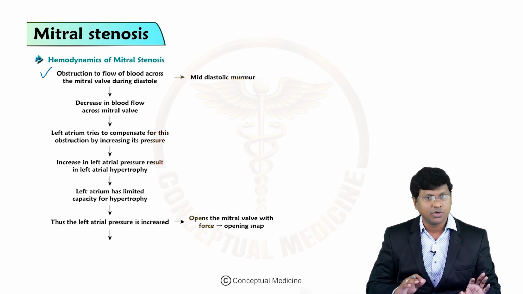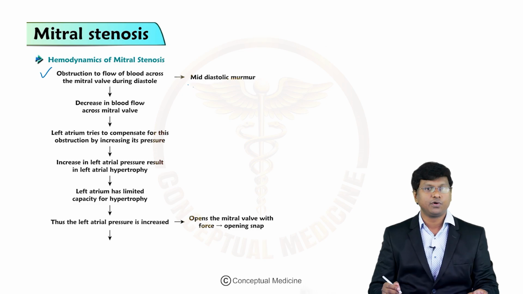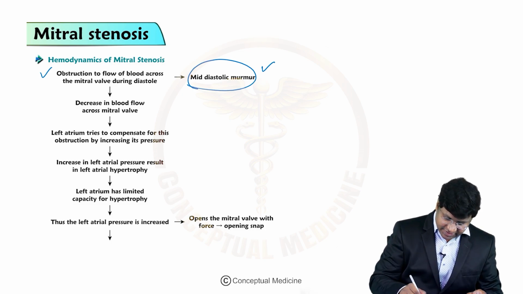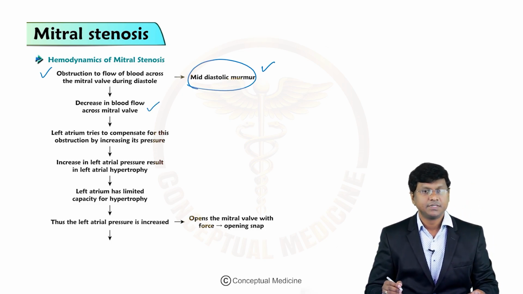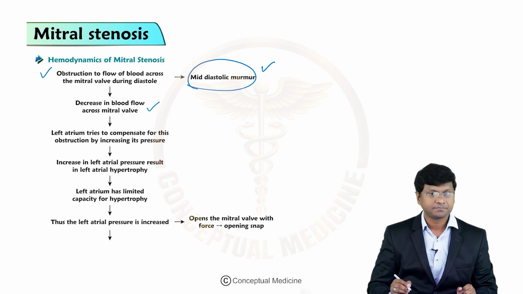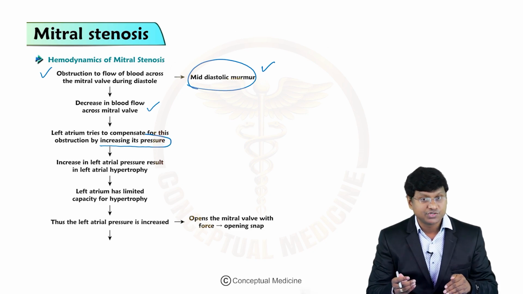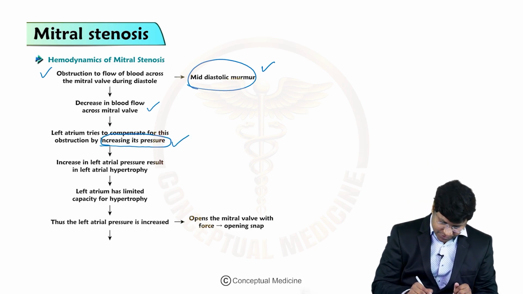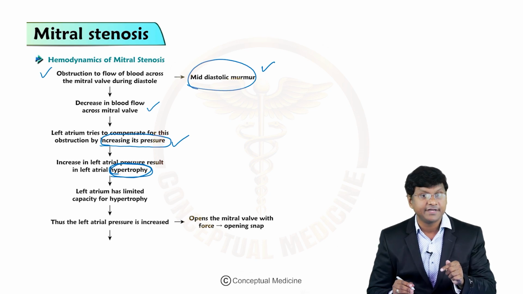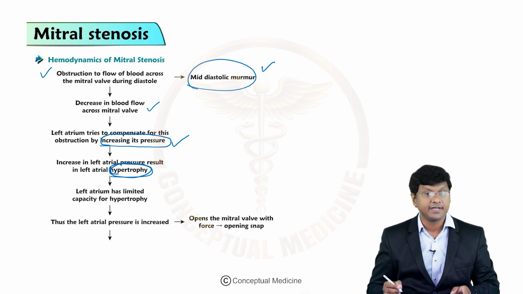Let me just summarize all the hemodynamics. In patients with mitral stenosis, there will be obstruction to the flow of blood across the mitral valve during diastole. Thereby, there will be a mid-diastolic murmur. Because of the obstruction, there is decrease in blood flow across the mitral valve. Now what will the left atrium try to do? The left atrium tries to compensate for this obstruction by increasing its pressure, and this increase in left atrial pressure results in left atrial hypertrophy.